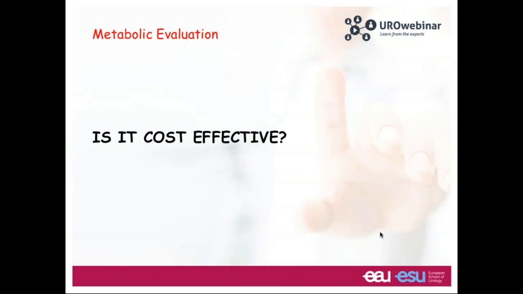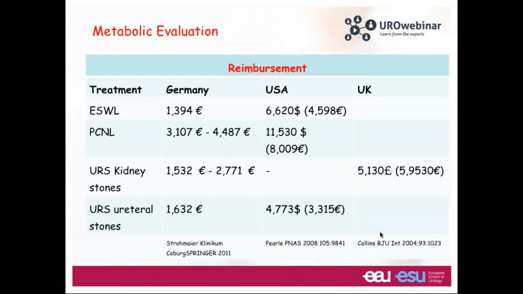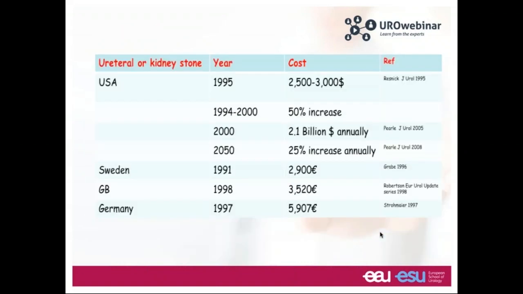It is well known that the reimbursement for stone surgery is by far higher than the reimbursement for the metabolic evaluation. This is why most of us love to do surgery, of course, as surgeons, but also because of the reimbursement. But the cost of surgery, as you can see, is very high, and it is expected to increase by 25% up to 2050. So we are talking about a lot of money, not only in the States, but also in Europe.